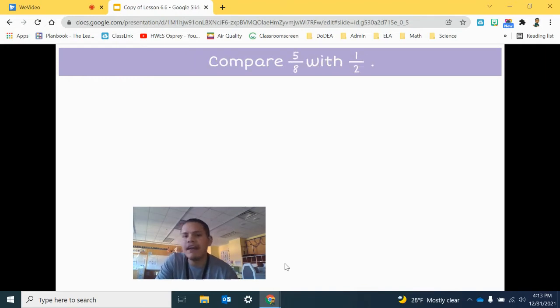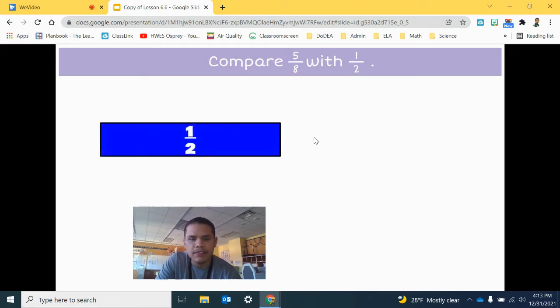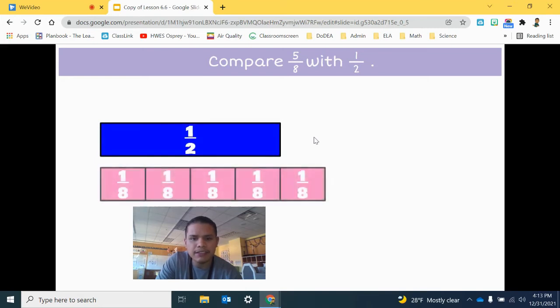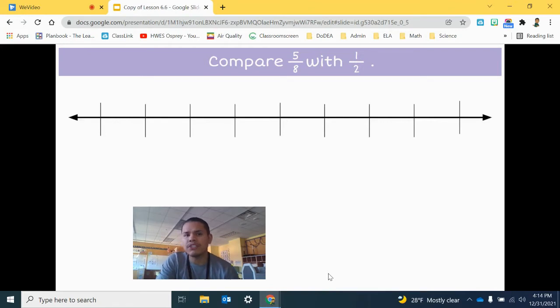So if I want to compare 5/8 with 1/2, so my benchmark is 1/2, okay? And I can compare that to 5/8. So here I have 1/2 as my fraction tile. And if I compare that to 5/8, I can see that 5/8, 1/8, 2/8, 3/8, 4/8, and 5/8 is greater than 1/2, okay? So it's greater than 1/2. Now, I can also represent this on a number line, and this is what we're going to be looking at today. We'll take a look at this example here, and then we'll move to our math notebook and take a look at some examples there.